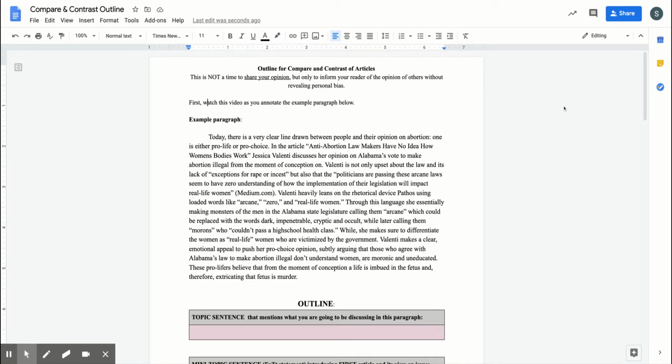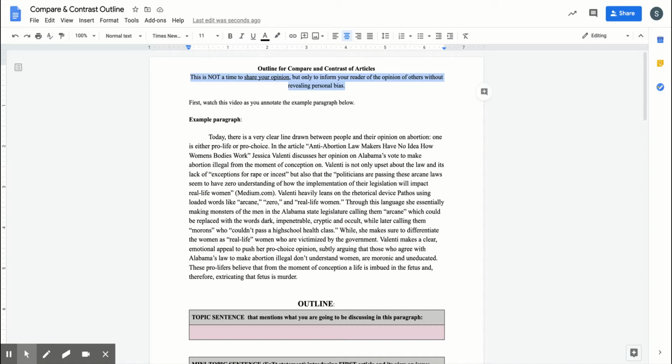But notice up at the top, this isn't a time to share your opinion. It's just to inform your reader of the opinion of others without revealing personal bias. When you are writing this, remove yourself from the scenario. It doesn't matter what you think about the issue, just present one side and the other side.